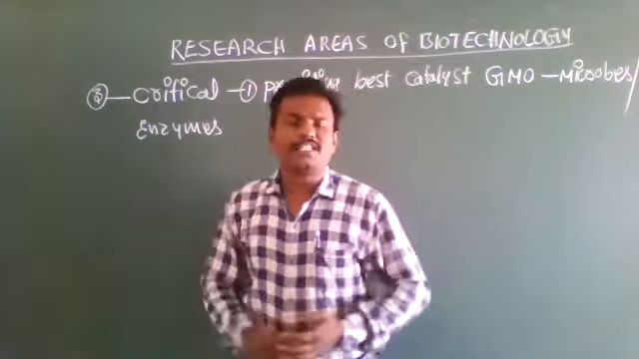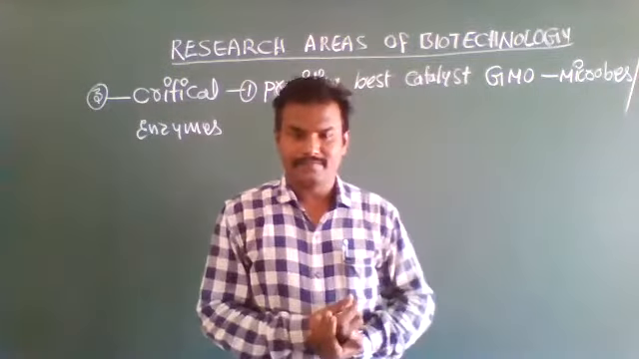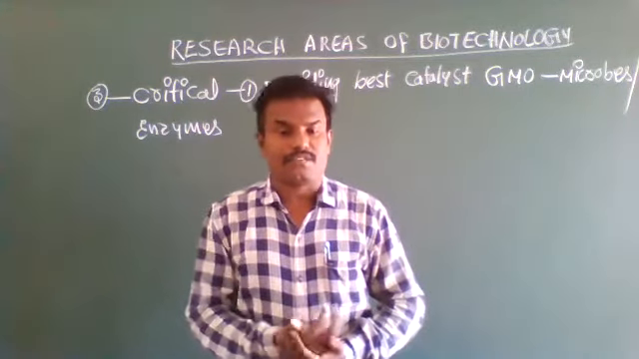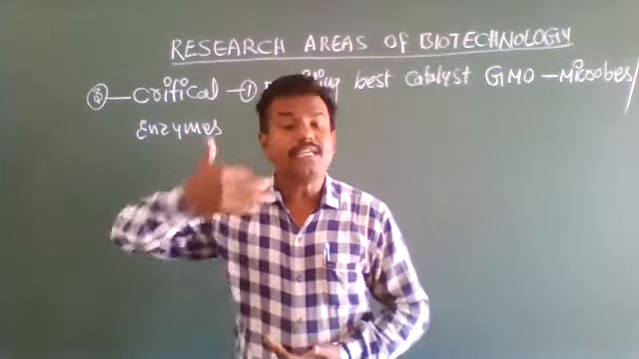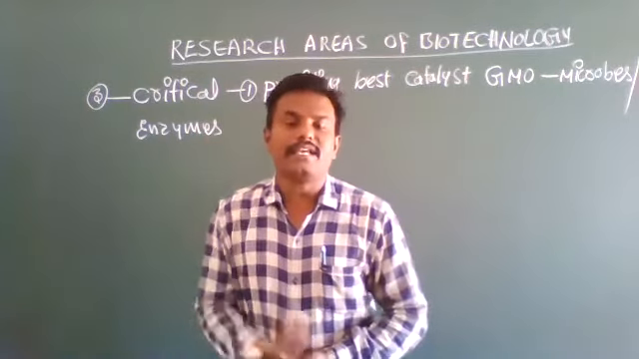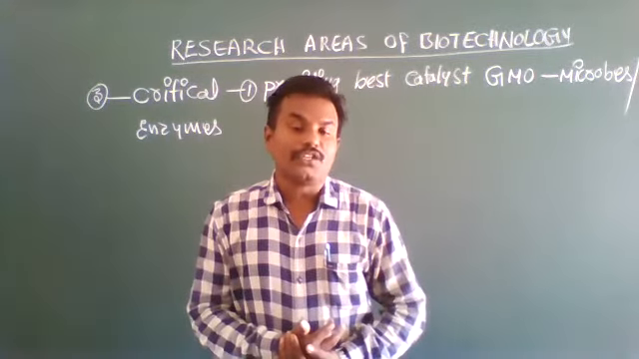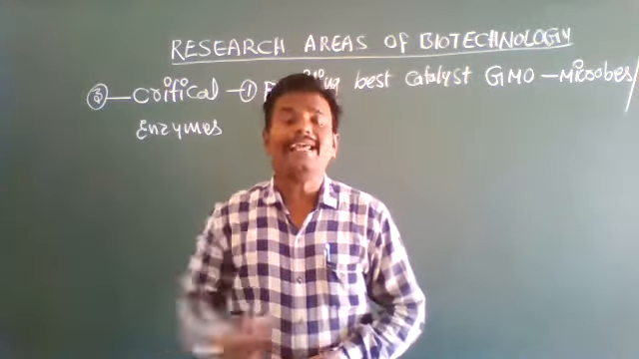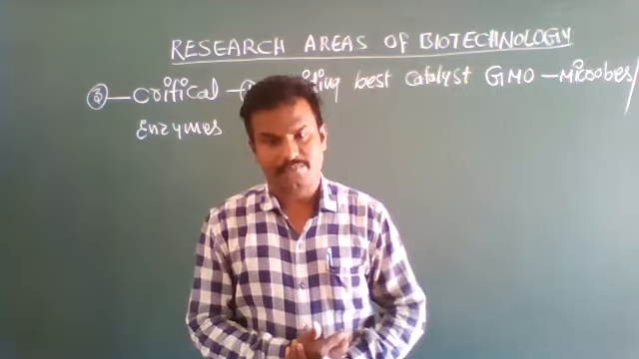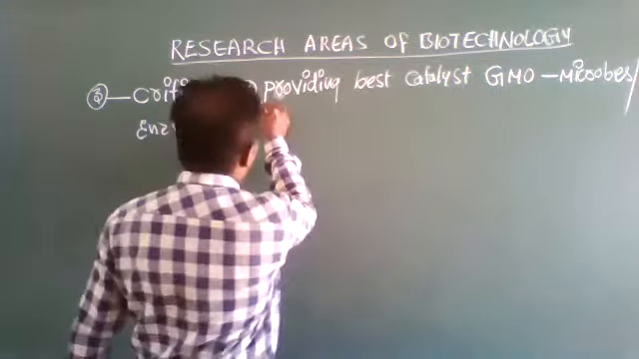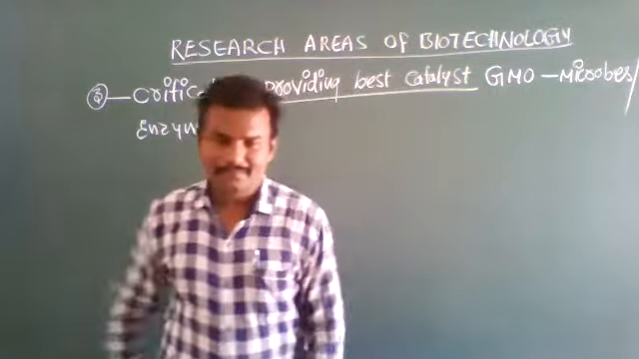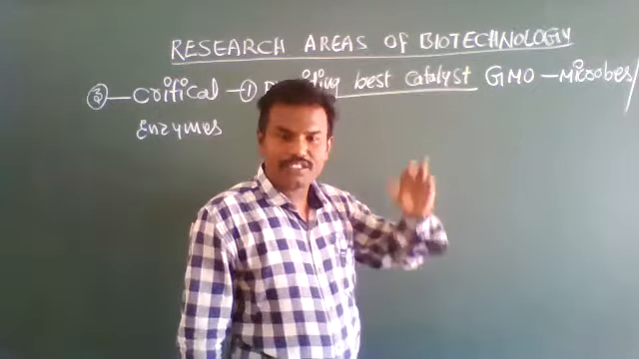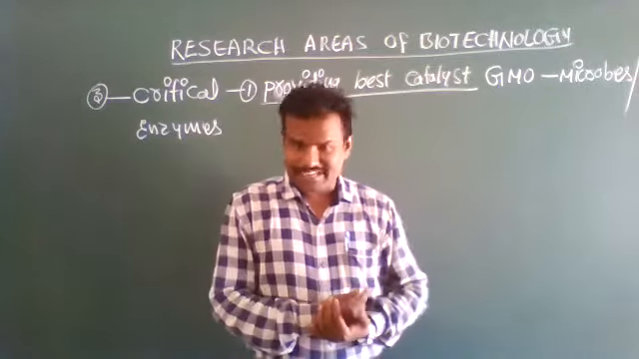Biotechnology research is mainly carried out in three areas. In those three areas, our scientists are widely doing biotechnological applications, researches and experiments. Among those, the first one is providing the best catalyst. Catalyst means to speed up the work.